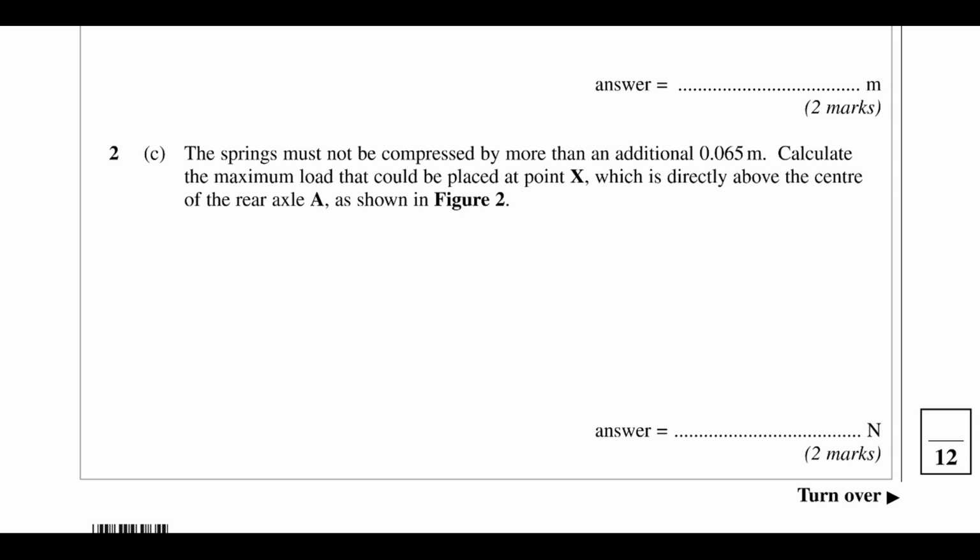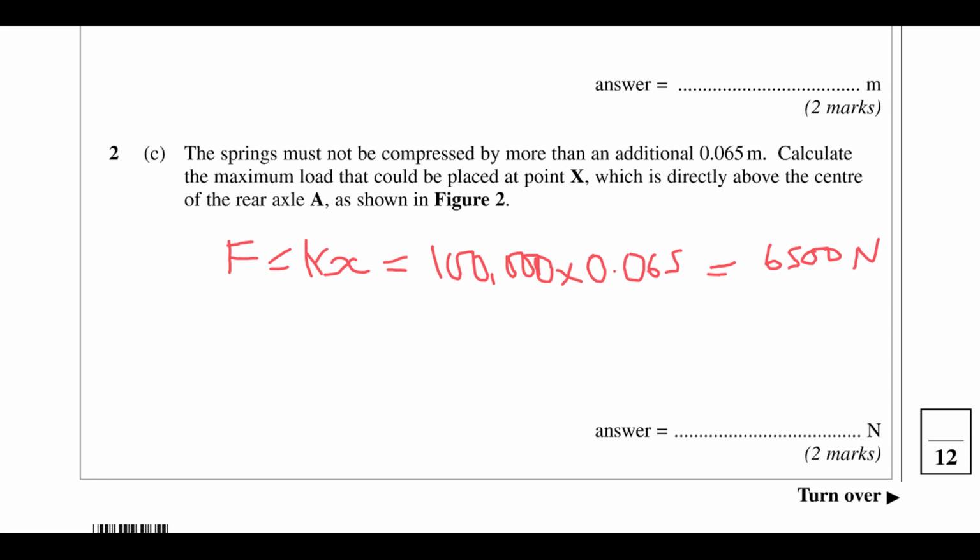Okay, so let's first work out what the additional force would be. The moment of this additional force as well. So the maximum force we could put on would be the spring constant times x. So it would be 100,000 times by 0.065. That would be your additional load, which is 6,500 newtons.